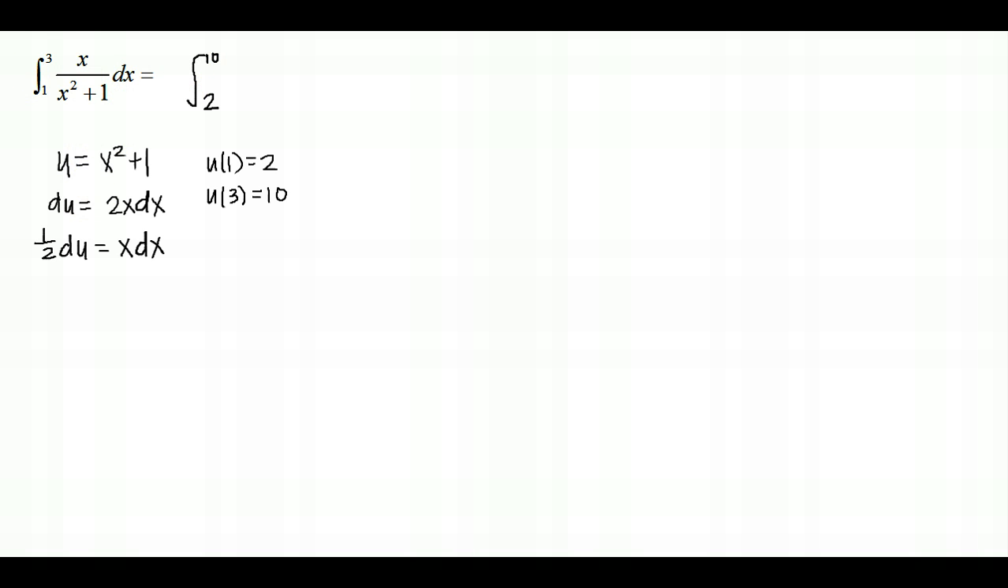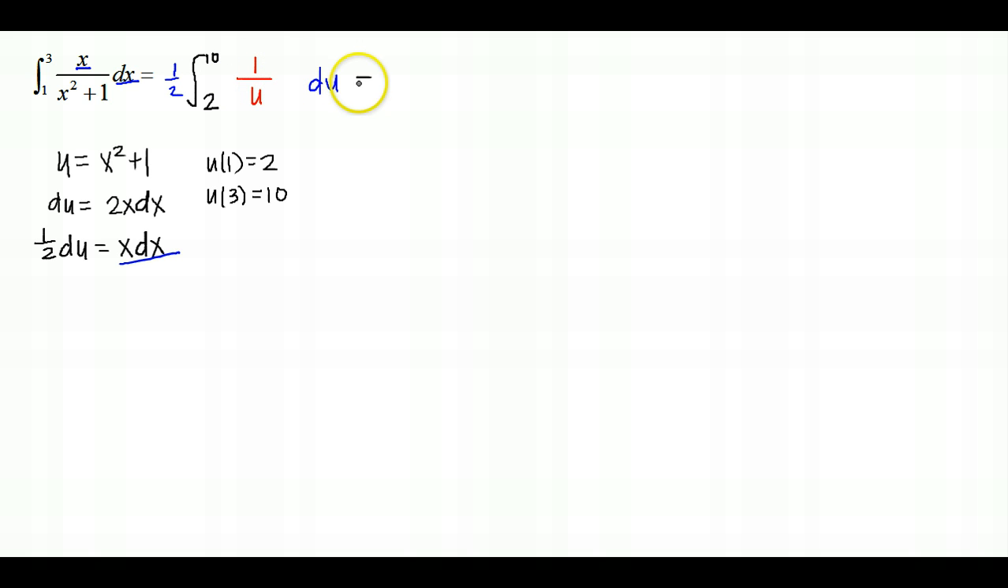And then I'm going to want to replace x dx with 1/2 du. So let's put the 1/2 du in. And then I'm going to want to replace x squared plus 1 with u. So I'm going to have a 1 left over on the top over x squared plus 1, which is u. So now let's try to solve this definite integral. I have 1/2 the integral from 2 to 10 of 1 over u du.